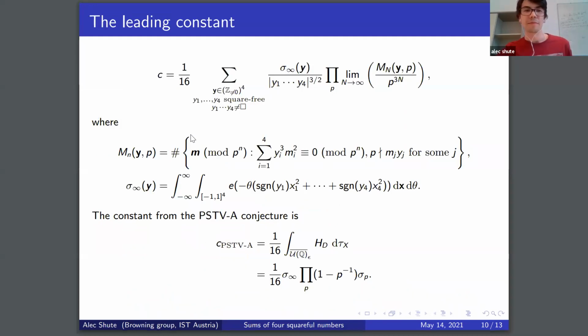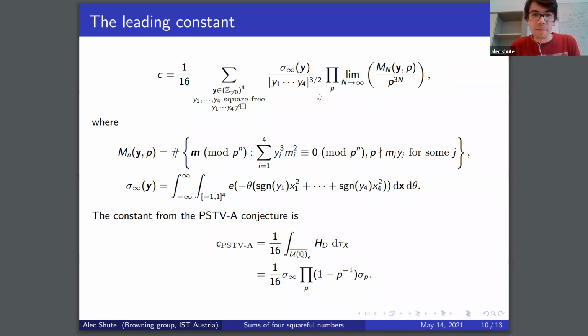So in the last few minutes, I'd like to just discuss a bit the leading constant. Here is an explicit expression for the leading constant we obtained. Unsurprisingly, given our method, it's a sum over the y's. And it involves a singular integral sigma_infinity(y), which actually only depends on the signs of the y_i. And here the singular integral is basically turned into a product of local densities.